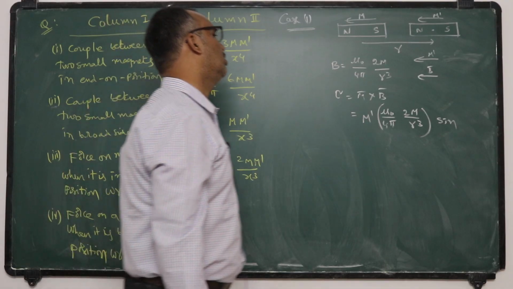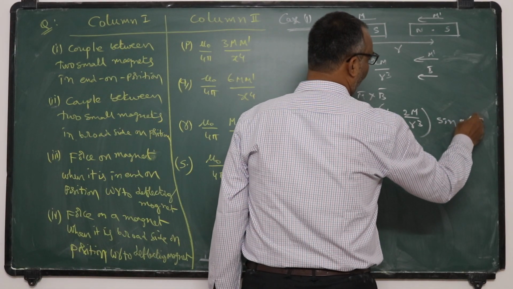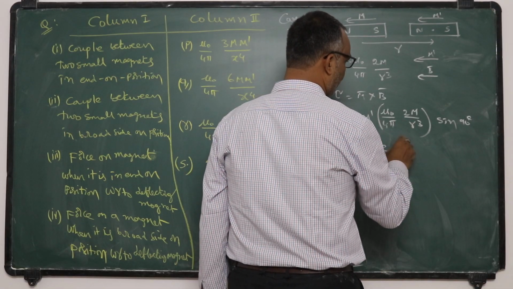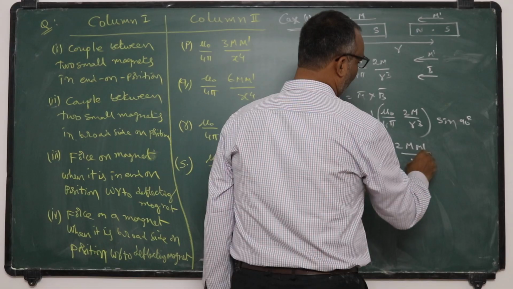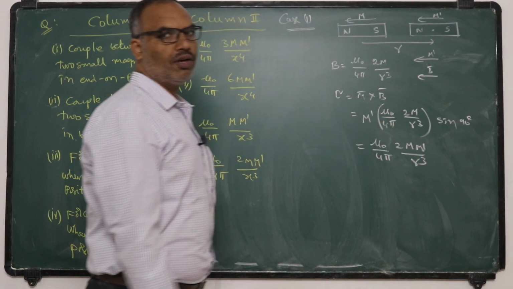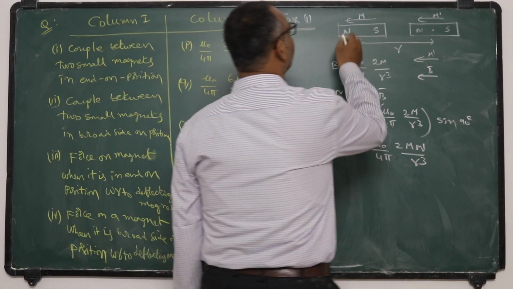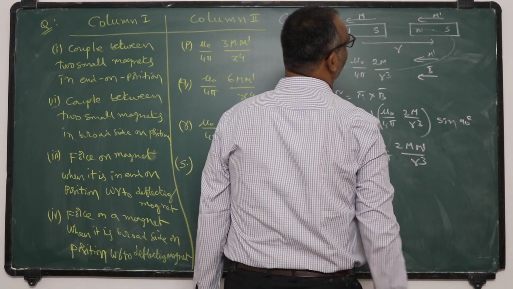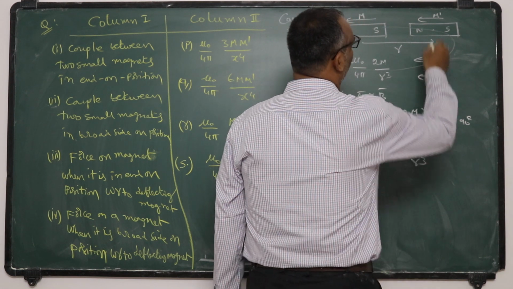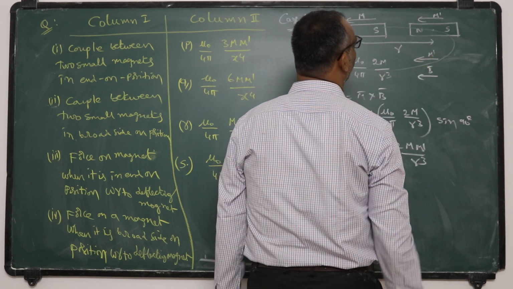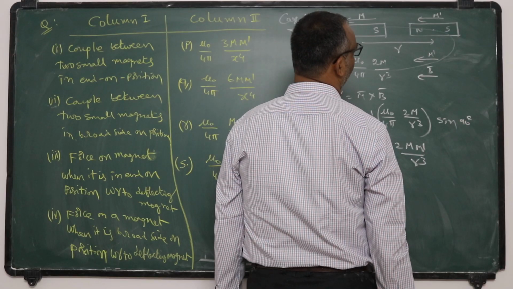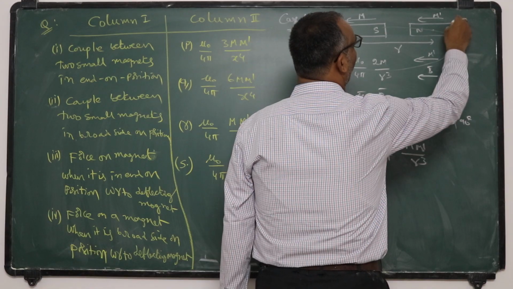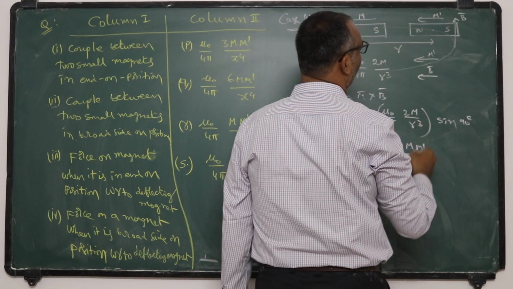If you think it is sine 90, you will get sine 90 is 1. So mu naught by 4 pi 2 mm dash by r cube. Then you may have some confusion with the directions, but the lines of force are going like this. So at this particular point you may have magnetic induction depending on the distance value.